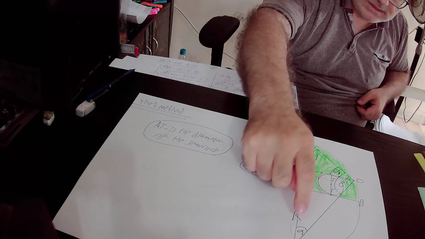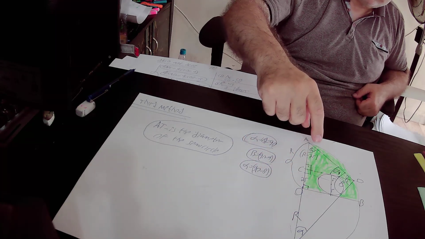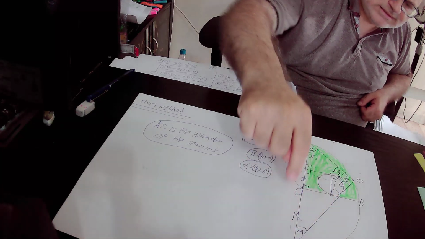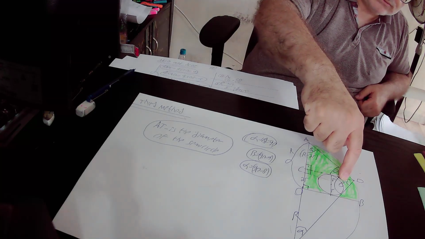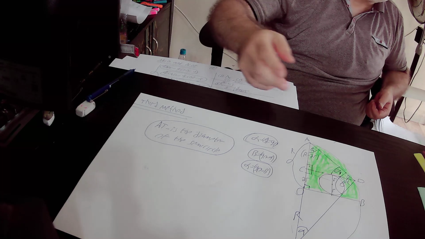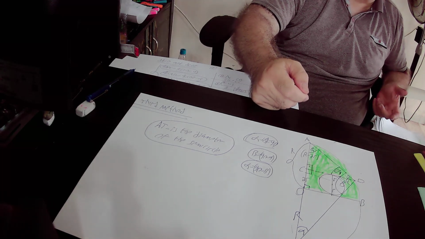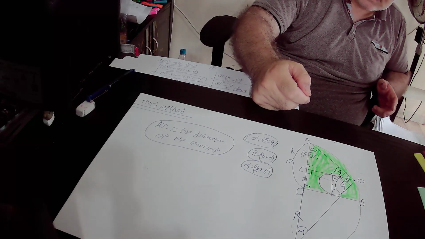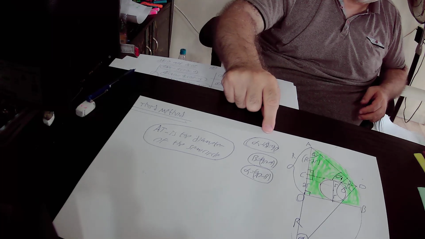Then we define angle ATD as alpha, and angle DAT as beta. So in the right triangle ADT, this angle equals 90 degrees. Therefore, the sum of the other two angles must be equal to 90 degrees. Why? Because 90 degrees plus 90 degrees is 180 degrees, which is the sum of the angles in any triangle. That is to say, alpha plus beta must be equal to 90 degrees.